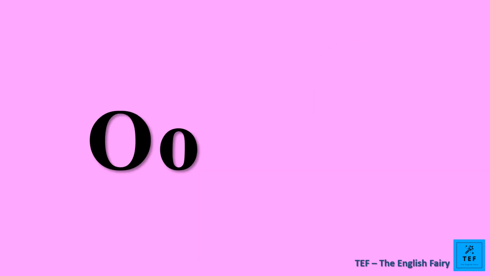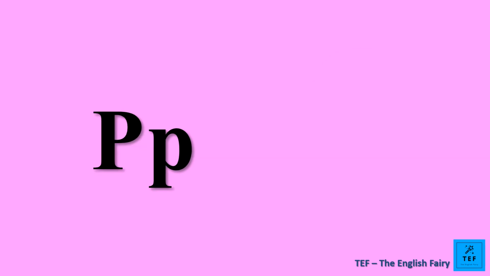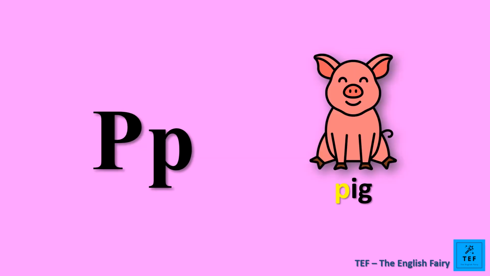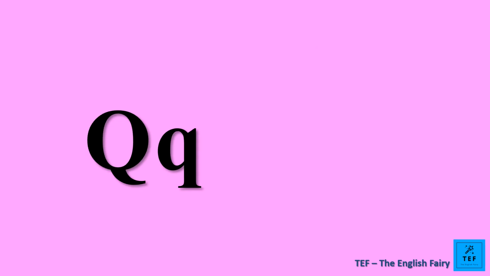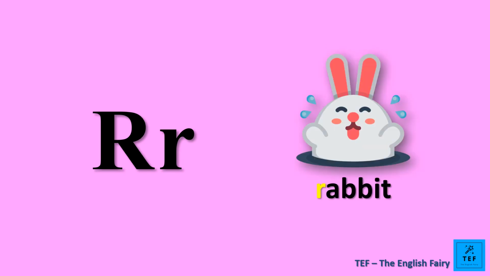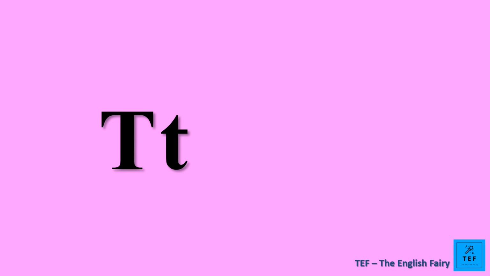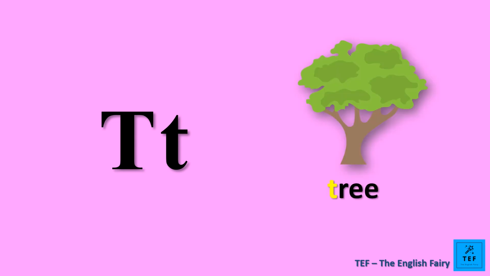O, as in octopus. P, as in pig. Q, as in queen. R, as in rabbit. S, as in star. T, as in tree. A, as in uncle.